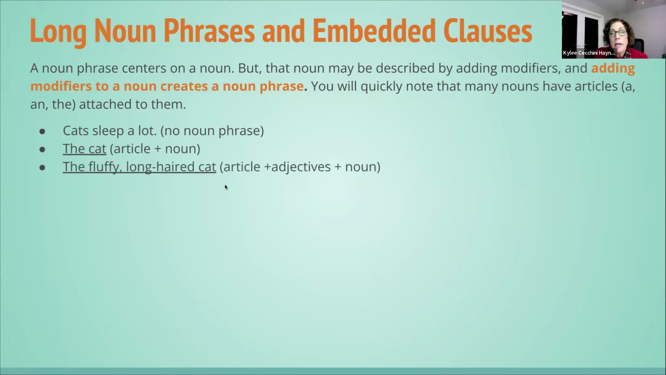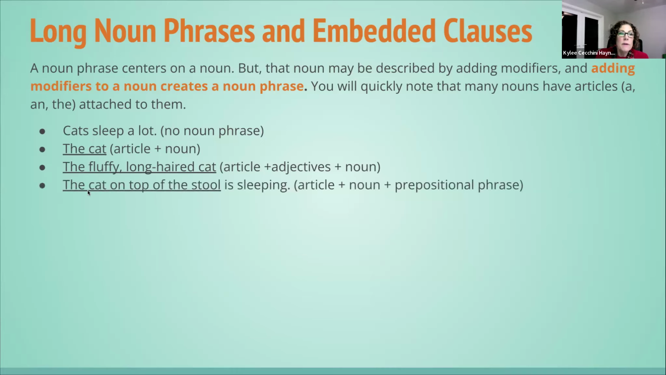The fluffy long-haired cat. And you can see the more we get into descriptive writing, as the writing tries to paint a picture, you start getting more complex noun phrases. The cat on top of the stool is sleeping. So now we have an embedded prepositional phrase. Most big cats, where now we have a determiner and an adjective and so on.